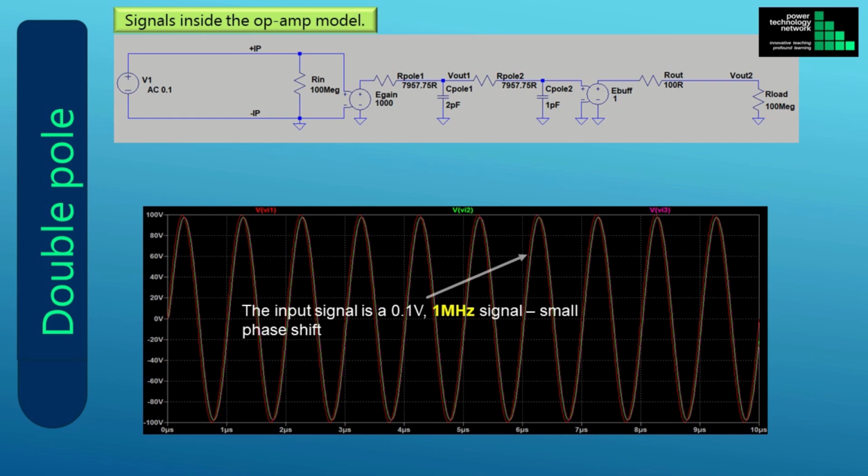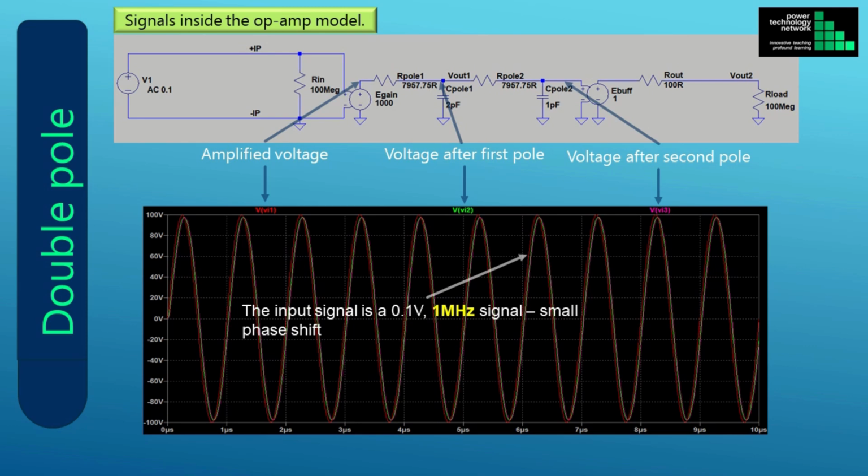The red curve shows the amplified voltage at the input to the first pole. The green curve shows the voltage after the first pole. And finally, the signal after the second pole is shown in purple. This is the output of the op-amp.